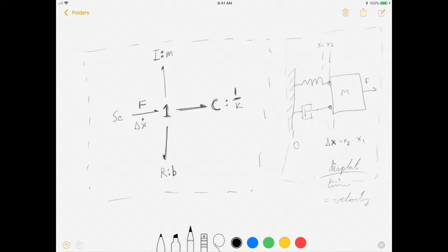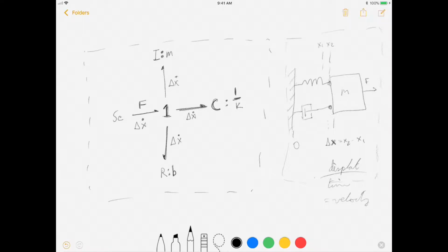Next, we know that we're at a one junction, so the velocity is common for every single component. So we're going to label each of these components delta x dot, delta x dot, delta x dot. As you can see, that is a representation of the system over here.